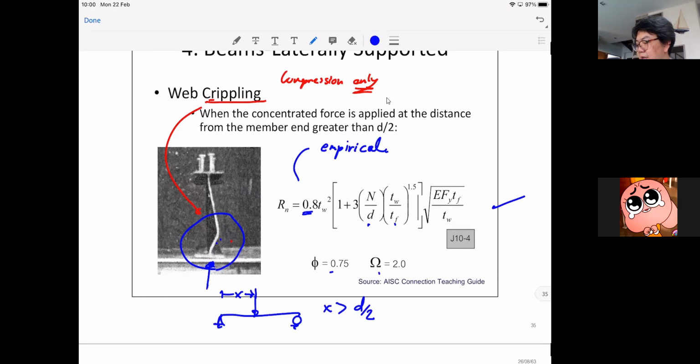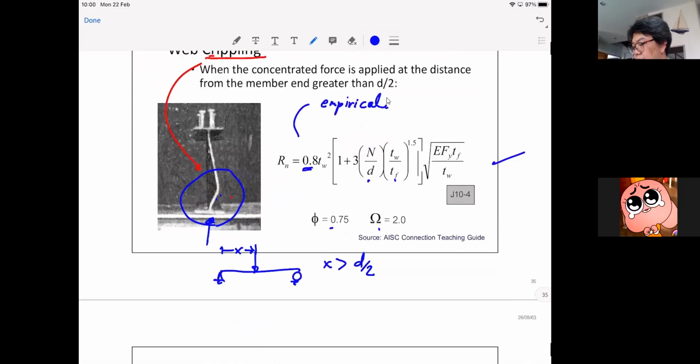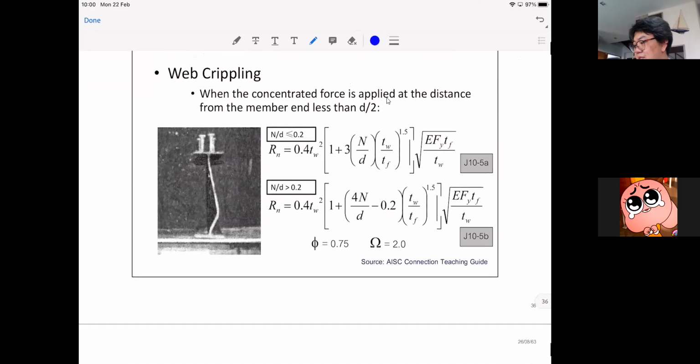Now move on to the next case, where the concentrated load is very near the support. When the load is near the support, less than D over 2, you have two formulas based on the N over D ratio. We have to check whether N over D is less than 0.2; then you use the formula that looks similar to the one before, but the coefficient is reduced from 0.8 to 0.4. But if N over D is greater than 0.2, you use this one.